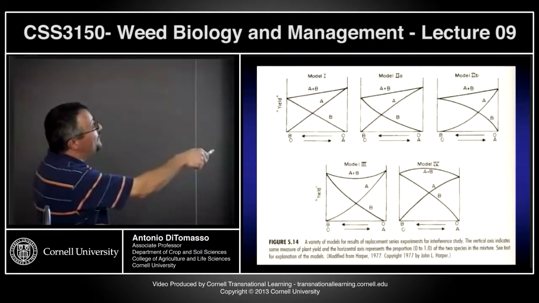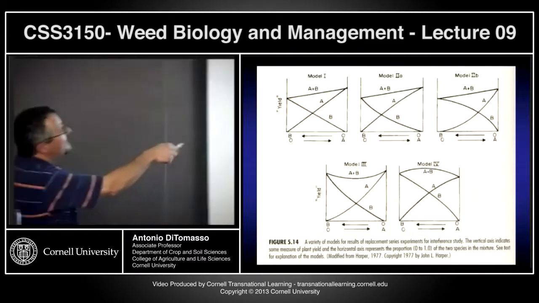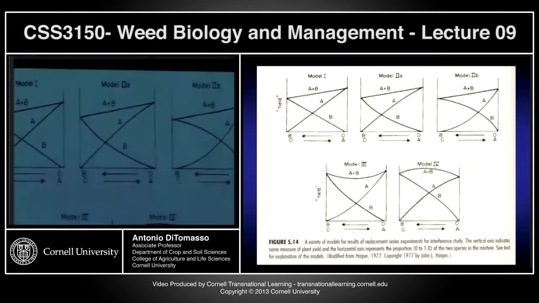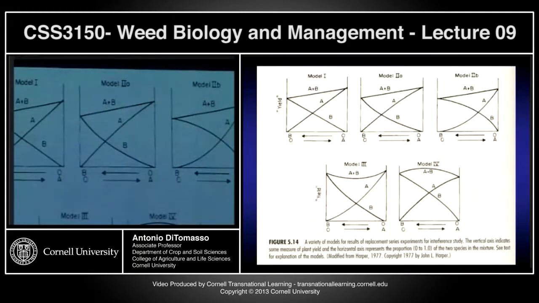It would have been a 50-50 mix. I would have expected a straight line. It should have been here. Why is it above? This thing is doing better when competing with this other crop or weed than with its own. Okay?